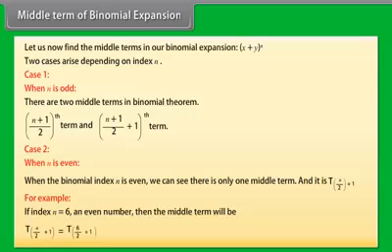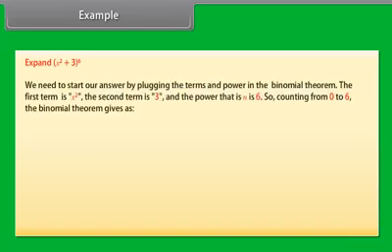Middle term of binomial expansion. Let us now find the middle terms in the binomial expansion x plus y raised to power n. Two cases arise depending on index n. Case 1. When n is odd. There are two middle terms in the binomial theorem: n plus 1 by 2th term and n plus 1 by 2 plus 1th term.